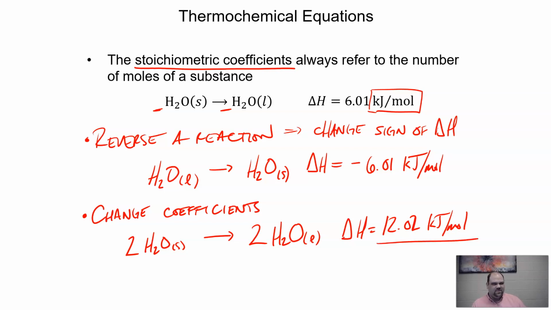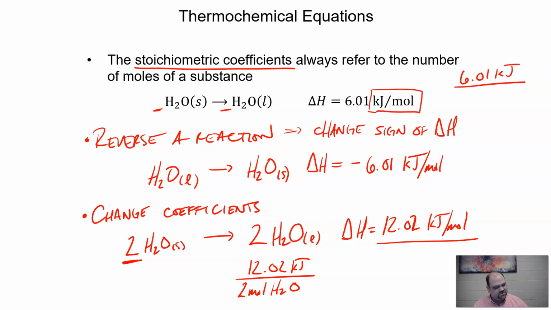It's still 6.01 kilojoules for every 1 mole, but the way that enthalpy works is that it's kilojoules per mole as the equation is written. And so because now I have a 2 here, if I were to use this enthalpy as a conversion factor, it would be 12.02 kilojoules for every 2 moles of water. If I were to use it as a conversion factor here at the top, it'd be 6.01 kilojoules for every 1 mole of water.